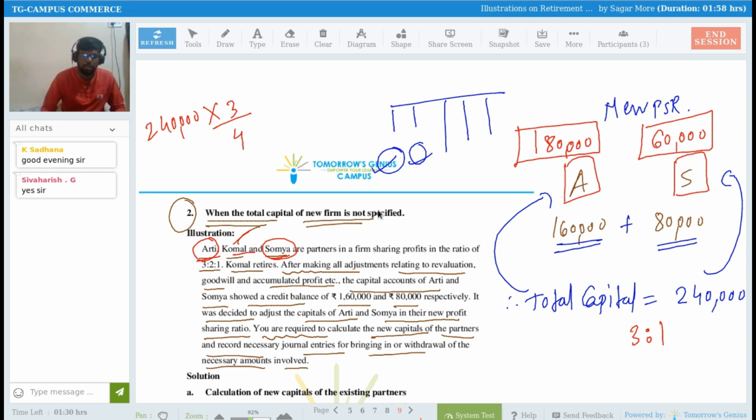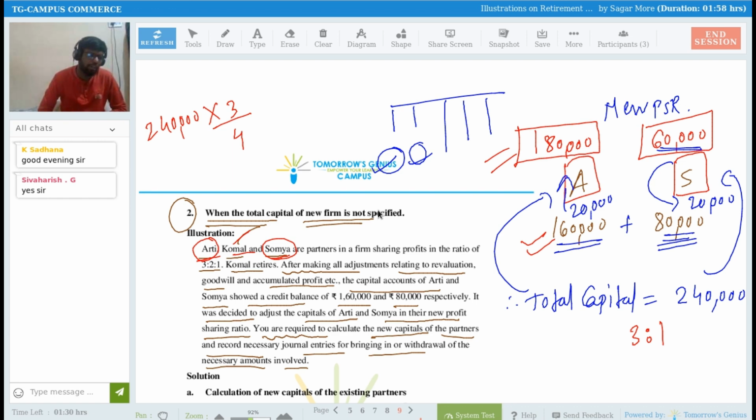Sir, what were the previous balances? The previous balance was 1,60,000. Now you are saying the balance has to be 1,80,000. It means partner A, that is Aarti, needs to bring 20,000 rupees into the business, right? Now 60,000 will be the capital of Soumya. At present, how much is her capital? 80,000. It means you have to pay Soumya 20,000 rupees. Yes or no?